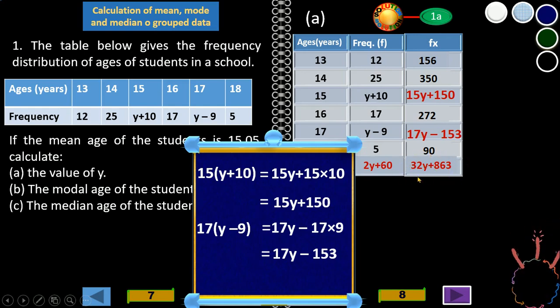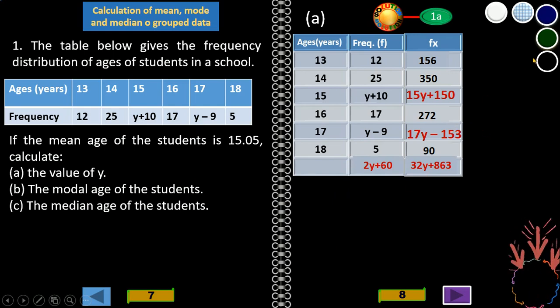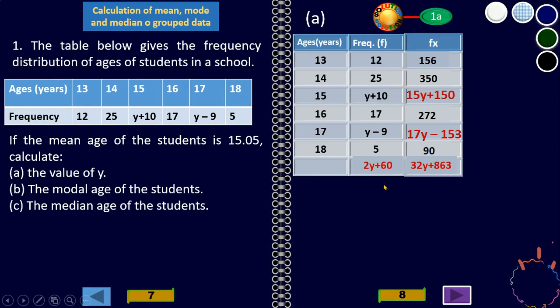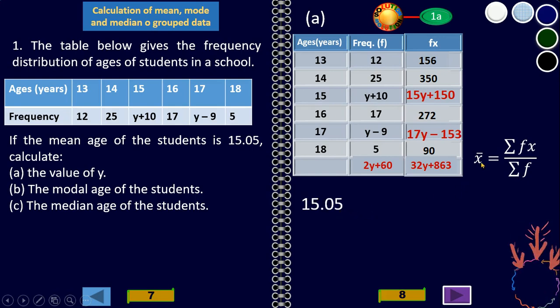Now we have the total frequency, and we have the product of the frequency and the masses. So now we're going to use this to go ahead to calculate the mean we're asked to calculate. The formula for the mean is equal to the summation of fx over summation of f. Then we're going to make direct substitution here. The mean is given as 15.05. Then I'm going to write 15.05 for the mean.